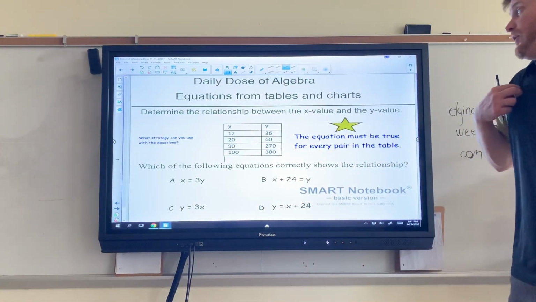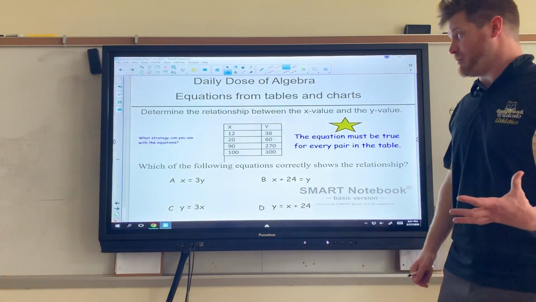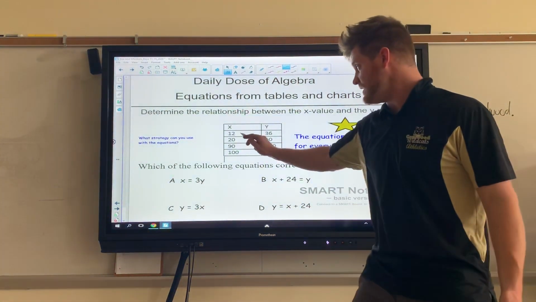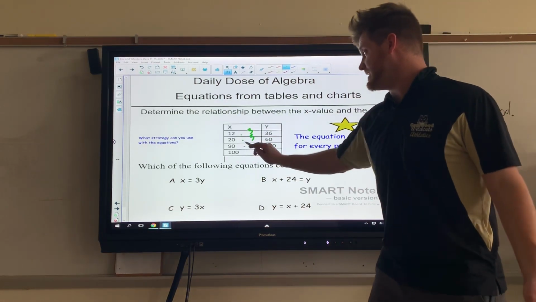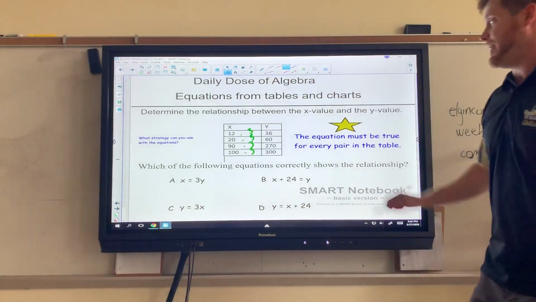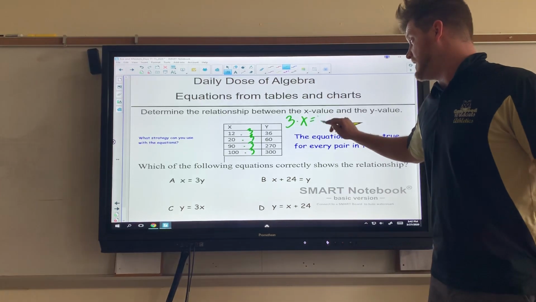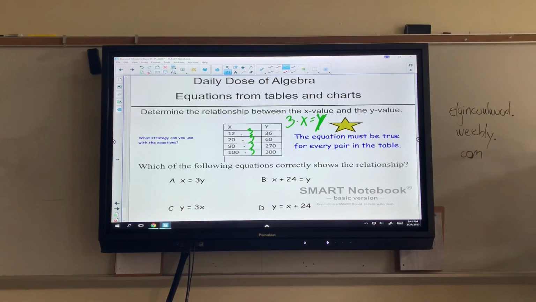They are all going to be 3 times bigger than the corresponding x value. So what we're doing to the x to equal y is multiplying the x by 3. 12 times 3 is 36, 20 times 3 is 60, 90 times 3 is 270, and 100 times 3 is 300. So basically it's 3 times our x value equals our y value. Which one, A, B, C, or D, is doing 3 times x equals y?